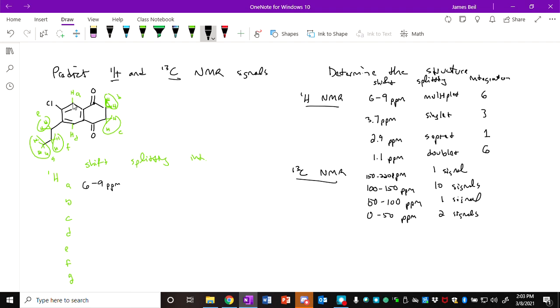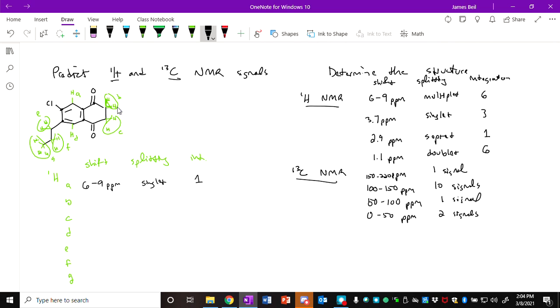The splitting pattern for this hydrogen: if it's on an aromatic ring, it could be split by hydrogen on a neighboring carbon, but there are none. And it could be split by hydrogens even one more carbon away from that, but there are none there as well. So you want to look out for that. Not just splitting with hydrogens on neighboring carbons, but 2 carbons away is possible in an aromatic ring. But even then, there's no hydrogens there. So we'd expect that to be a singlet, and it would integrate to 1 because there's 1 hydrogen of that type.